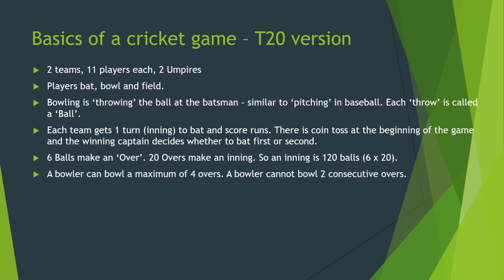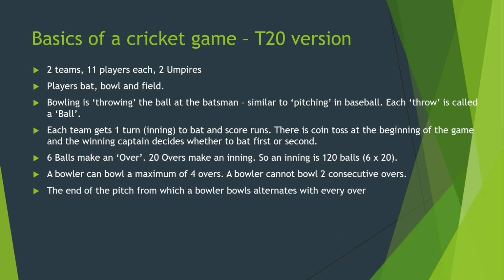A bowler can bowl a maximum of 4 overs, and the bowler cannot bowl 2 consecutive overs. So this implies that a team needs to have a minimum of 5 players who can bowl. 5 times 4 is 20.